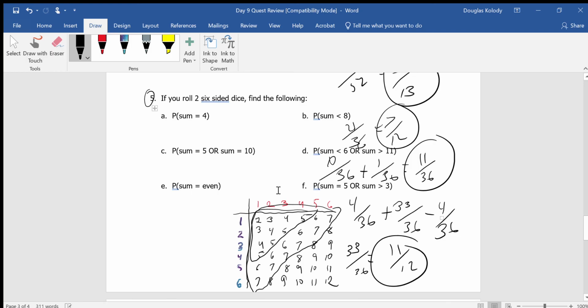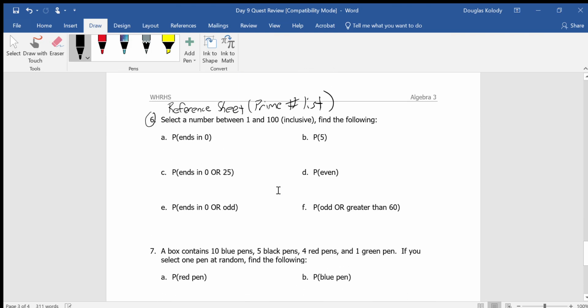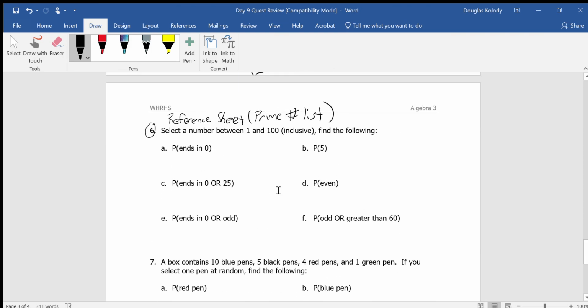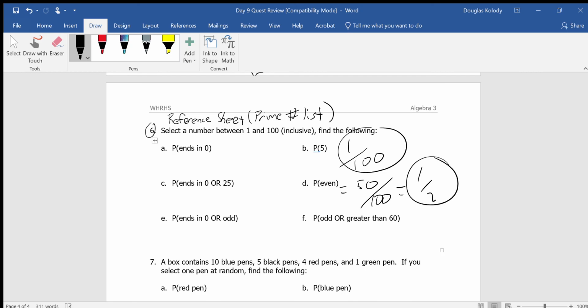Pause at any point if you need. 6 and 7, here we go. Between 1 and 100, get your reference sheet out. Between 1 and 100, okay? How many numbers are 5? Between 1 and 100 inclusive, 1. One number out of 100, okay? Even, that's 50 numbers out of 100, which is 1/2. And last but not least, odd or greater than 60.